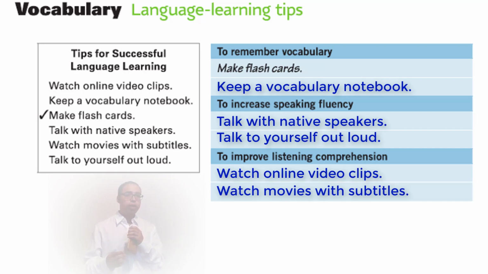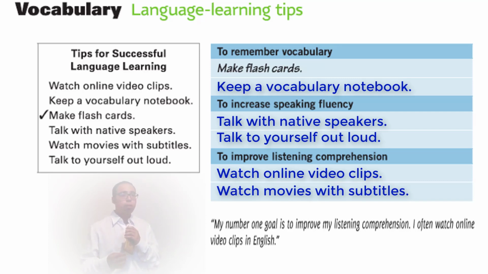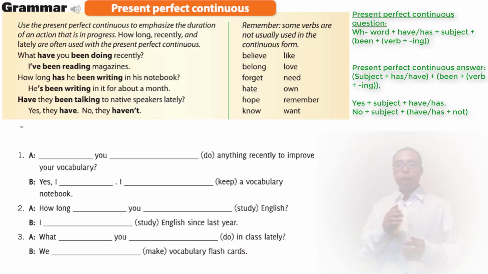Okay, now we're going to see an example of one of these language learning tips being used in a sentence. It says, my number one goal is to improve my listening comprehension. I often watch online video clips in English. Okay, so what is he trying to improve? Listening comprehension. What does he do? Just watches online video clips in English. Okay, now we got grammar.